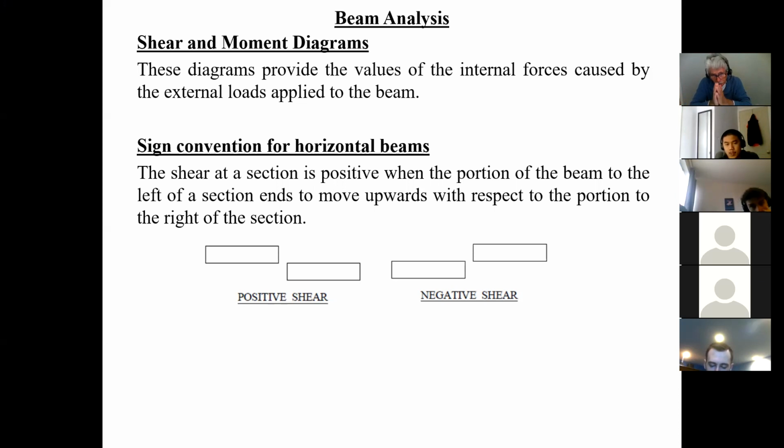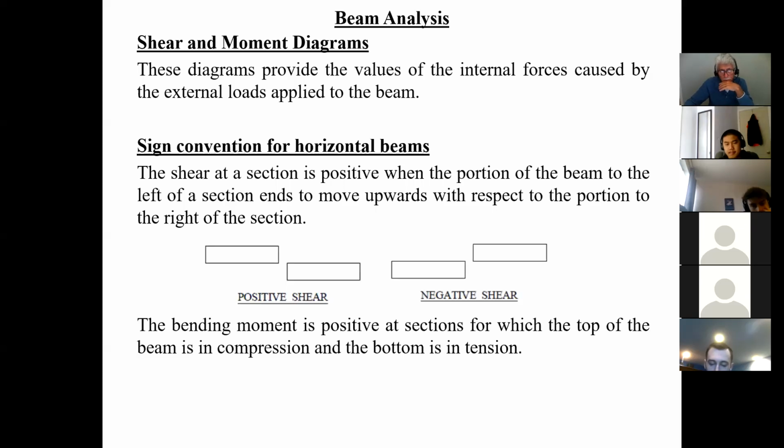This is for your shear diagram. Now, for your moment diagram, the bending moment is positive at a section when the top of the beam is in compression and the bottom of the beam is in tension. That's the only way you will define it, and you guys should just read this several times and keep this in mind, okay?